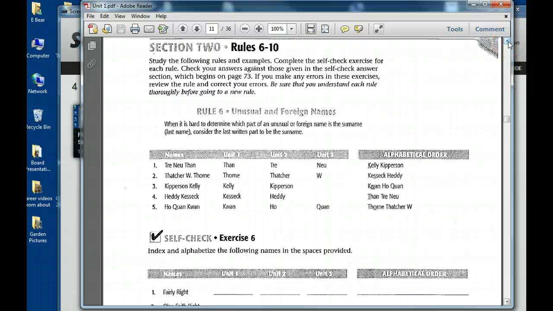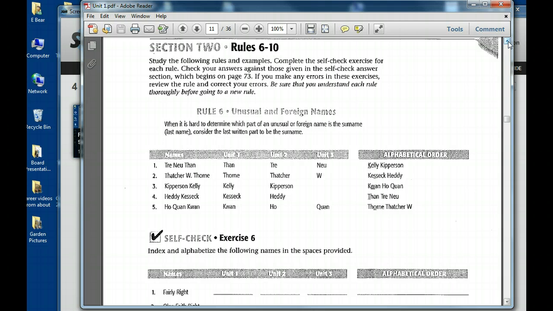Filing Made Easy, Section 2, Rules 6 through 10. Rule 6, Unusual and Foreign Names. When it is hard to determine which part of the unusual or foreign name is the surname or last name, consider the last written part to be the surname.